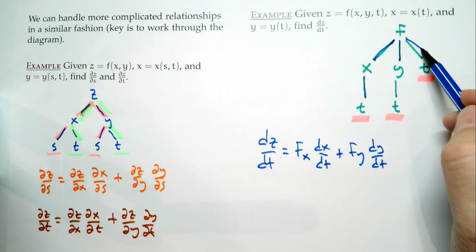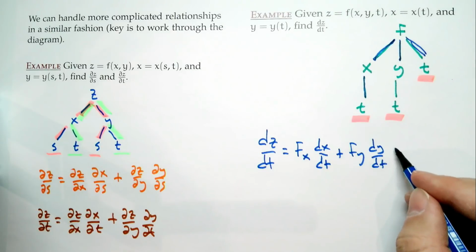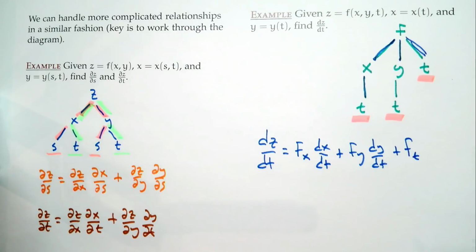And finally, you go look at f sub t. Now you might say, is it okay to have these variables at different heights in your chain? And the answer is, yes, it's absolutely okay. You are allowed to do that. All right.